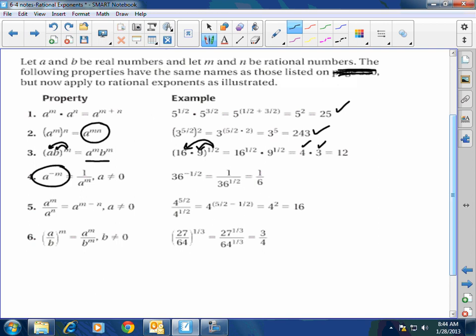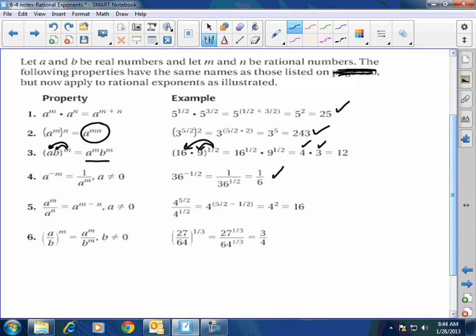We already saw what happens when we have a negative exponent. We simply bring it down, or vice versa. If I have 1 over a to the negative m, I bring it up to the numerator. That would equal a to the positive m over 1. So if the negative exponent is in the numerator, bring it down to the denominator to make it positive. If the negative exponent is in the denominator, bring it up to the numerator to make it positive. So for example, I have 36 to the negative 1/2. That's 1 over 36 to the 1/2, which is 1 over the square root of 36, which is 1/6.